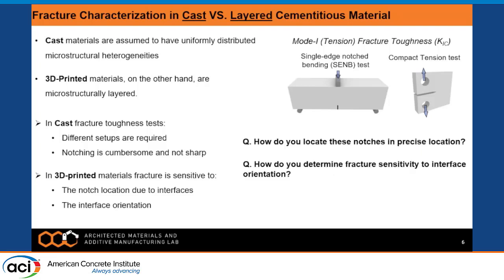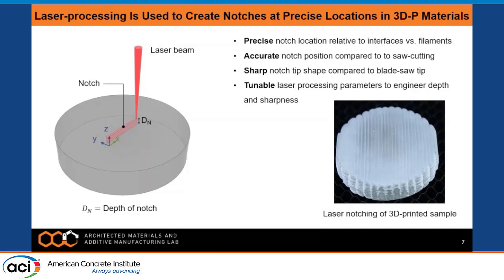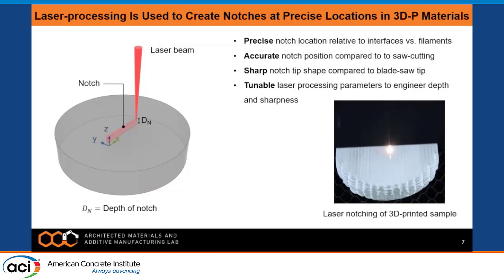So this brings us to two questions. How do you locate these notches in the precise location? And how do we determine fracture sensitivity to the interface orientation? Now let's try to answer those questions with certain propositions that we have made. So we have used laser processing to create notches at a precise location in 3D printed material. They are quite accurate. We have also seen that they create sharp notches, and we have tunable laser processing parameters to engineer the depth of the notch. I will talk a bit more about it.